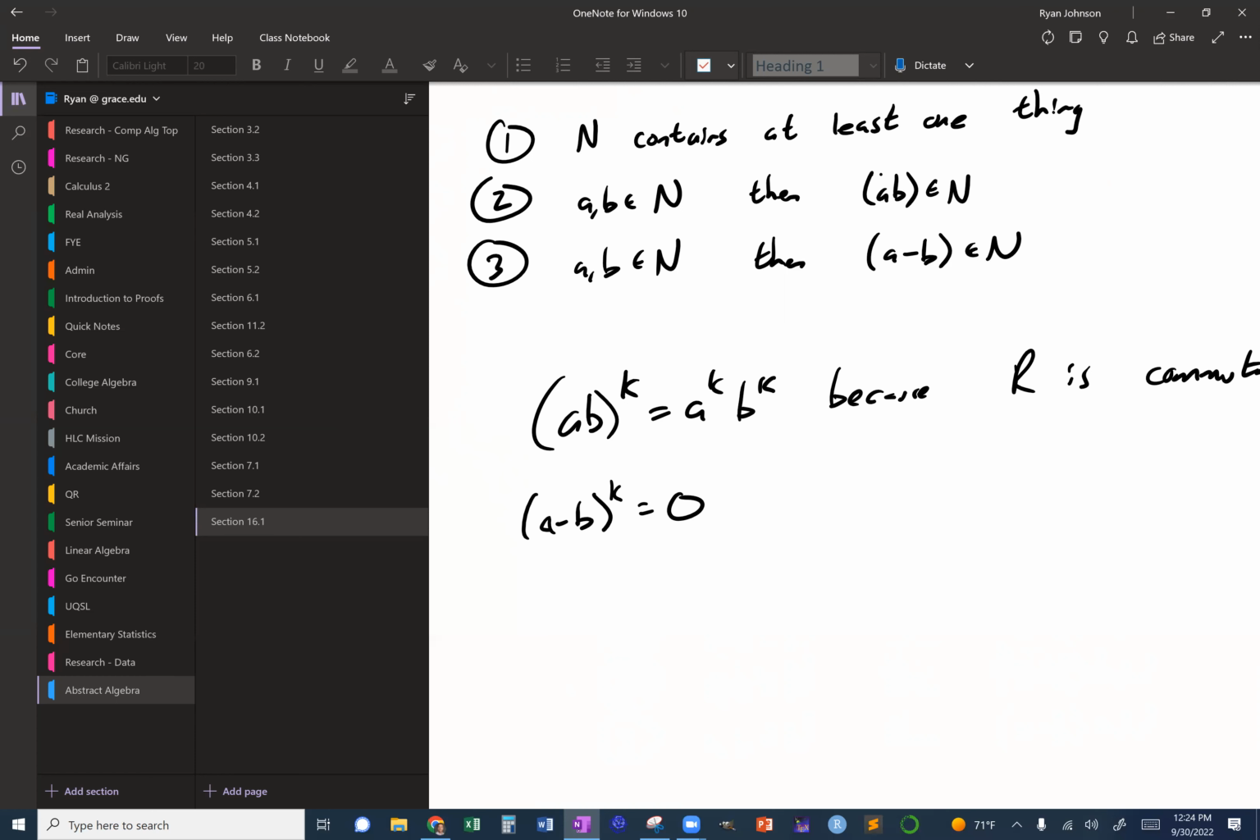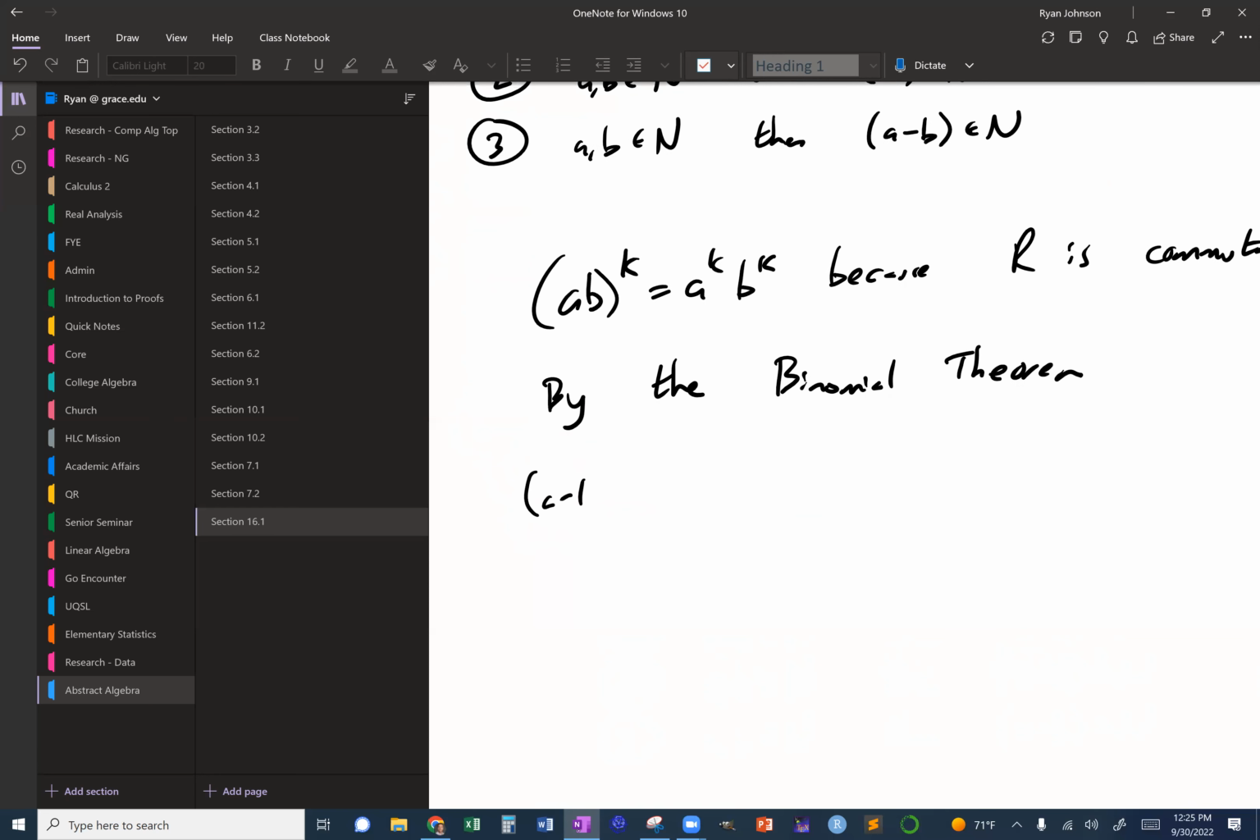Are you guys familiar with the binomial theorem? Okay. This is the thing you're going to need. By the binomial theorem, A minus B to the K is going to equal a sum, and we can use summation notation because it's a ring, all right?